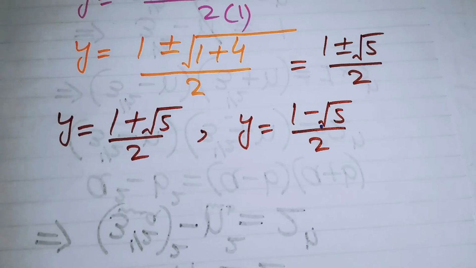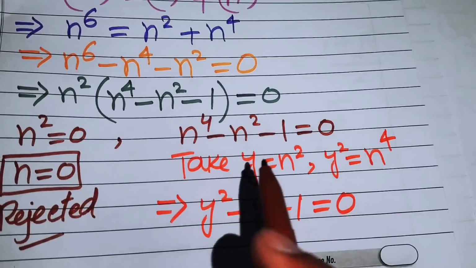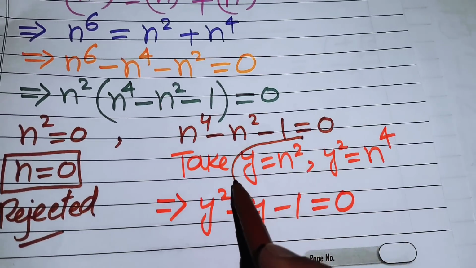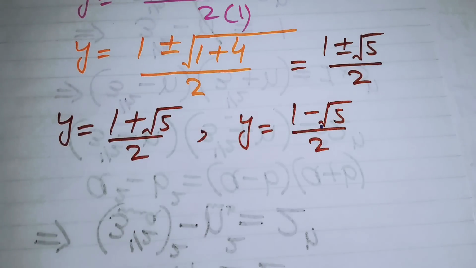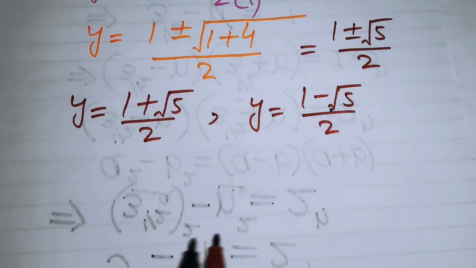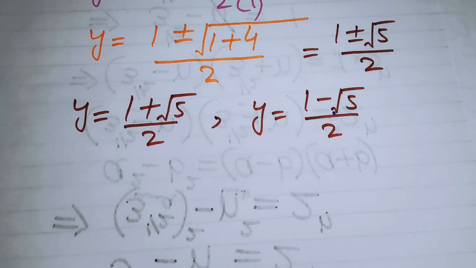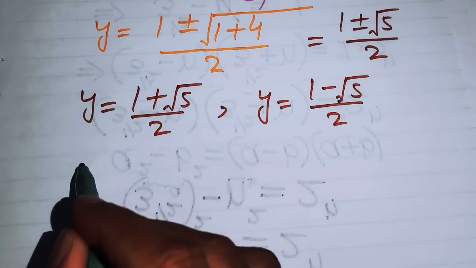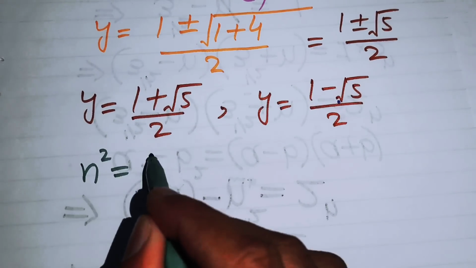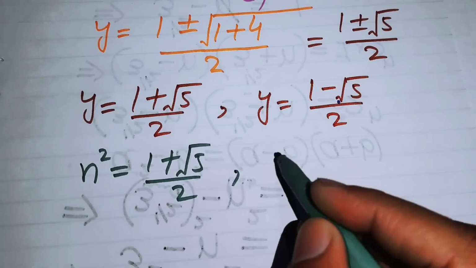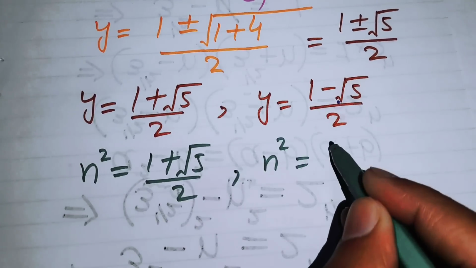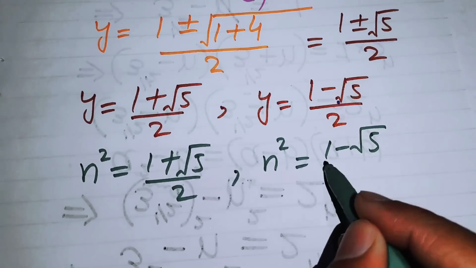So here we back substitute the value of y, and in the start of the problem we took y equals n squared. So we back substitute the value of y, and you will get the output in this form. We have n squared equals 1 plus square root of 5 over 2, and here you get n squared equals 1 minus square root 5 over 2.